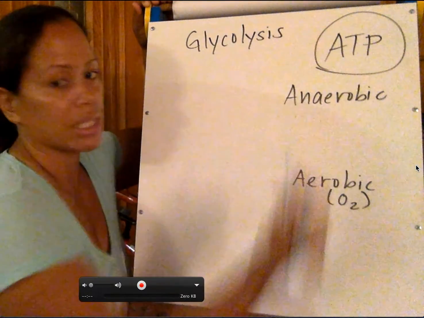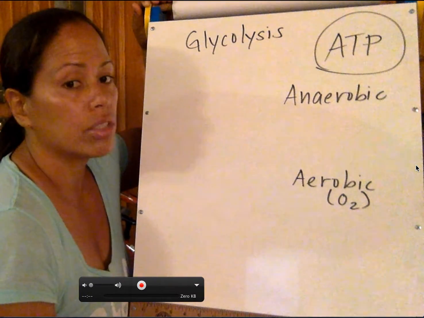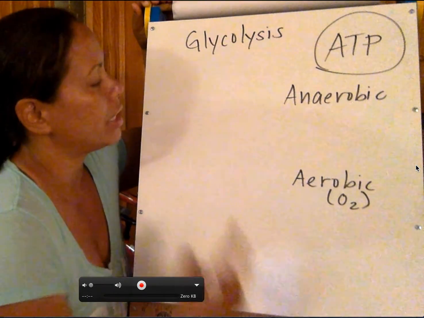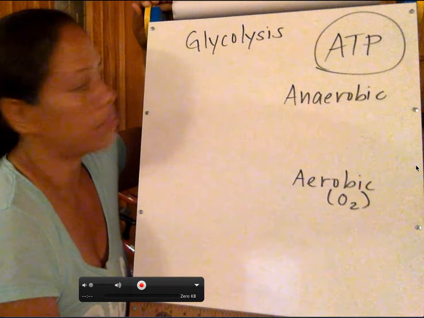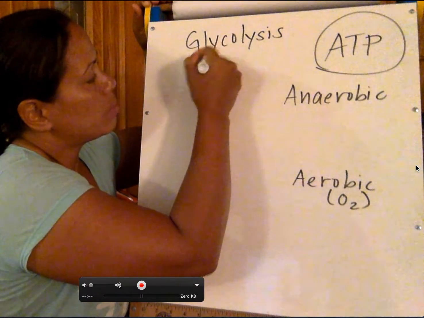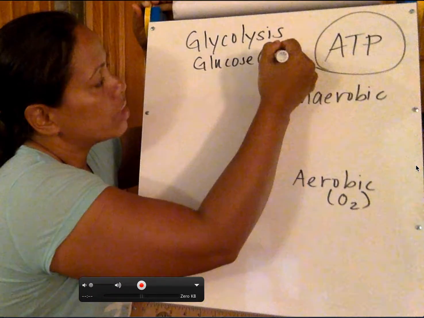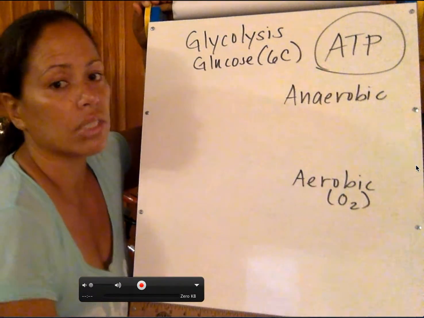We will keep this as simple as possible. You do not need to know the enzymes and the steps. You just have to understand the process, start and then finish, and some of the intermediate steps. Glycolysis is the breakdown of a glucose molecule. Glucose has 6 carbons, so it is a 6-carbon chain.